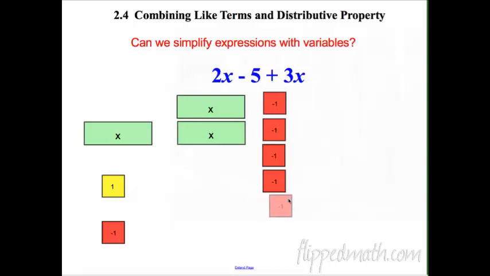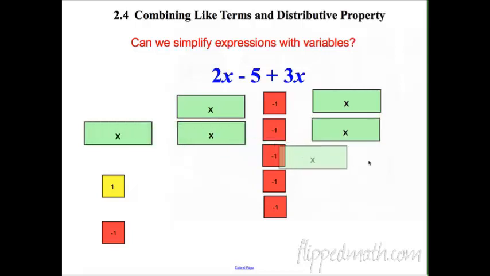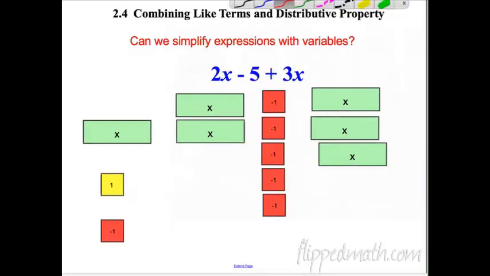So this is what I'm looking at. I've got 5 of these negative 1s. I've got 2 of these x's, plus I've got 3 more of these x's. So this is what it looks like if I was going to try to build this by hand. I just built the expression. Boom, there it is. So let's not look so much at this. This is just where I was pulling from. This is the expression. So can I combine them all together?